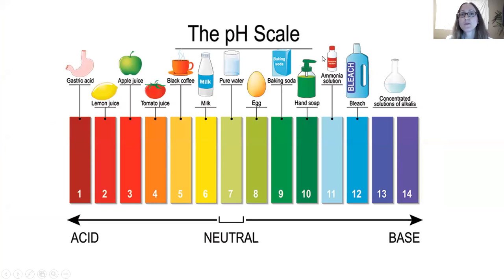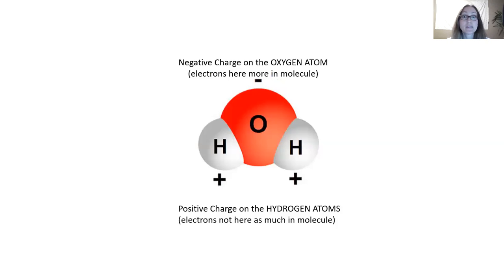So let's talk a little bit about water more and how that plays a role in pH. So water, as we know, is H2O. Probably everyone knows that. Water is actually called a polar molecule. So what does that mean, polar? Polar means that it has positive and negative sides. So the oxygen is a little bit more negative and the hydrogens are slightly positively charged. That's because the electrons in the molecule spend a little bit more time around the oxygen than they do around the hydrogen. Because electrons are negative, that makes the oxygen slightly negative charge and the hydrogen is a slightly positive charge.